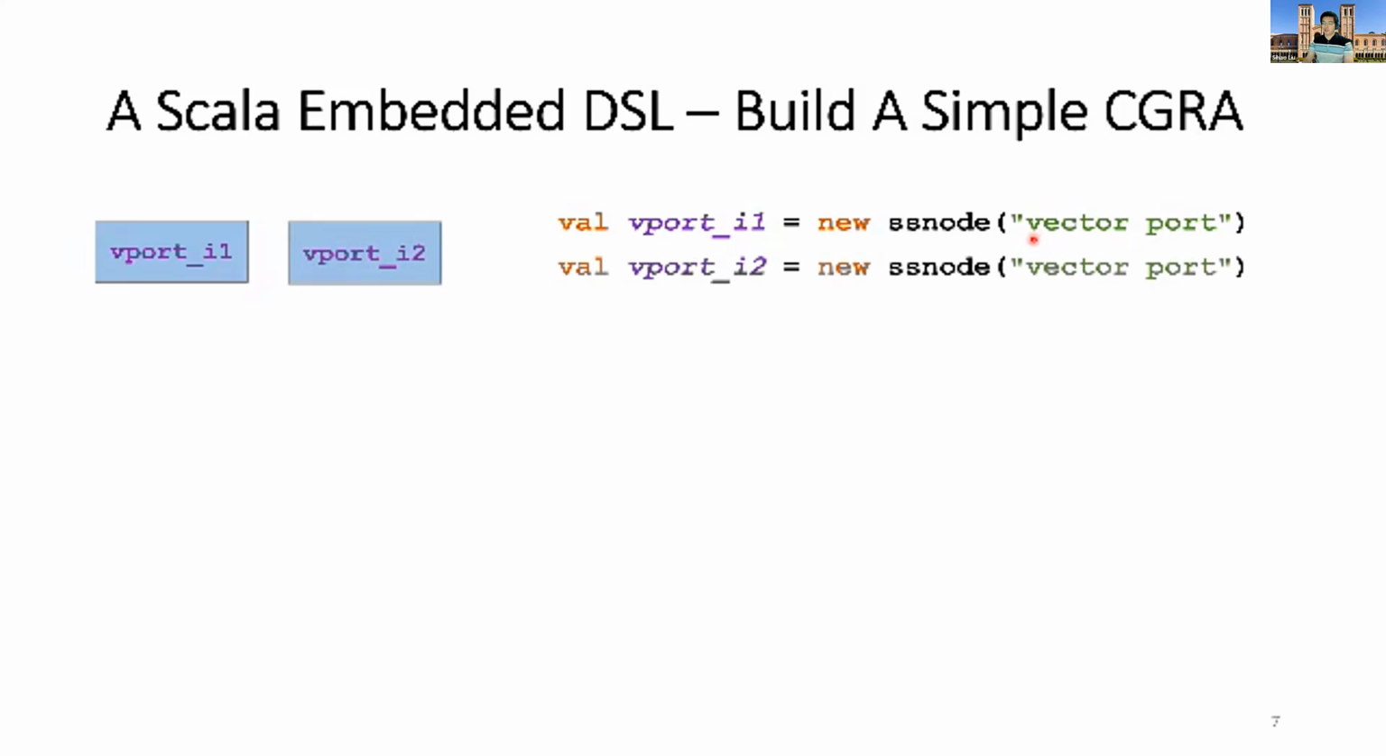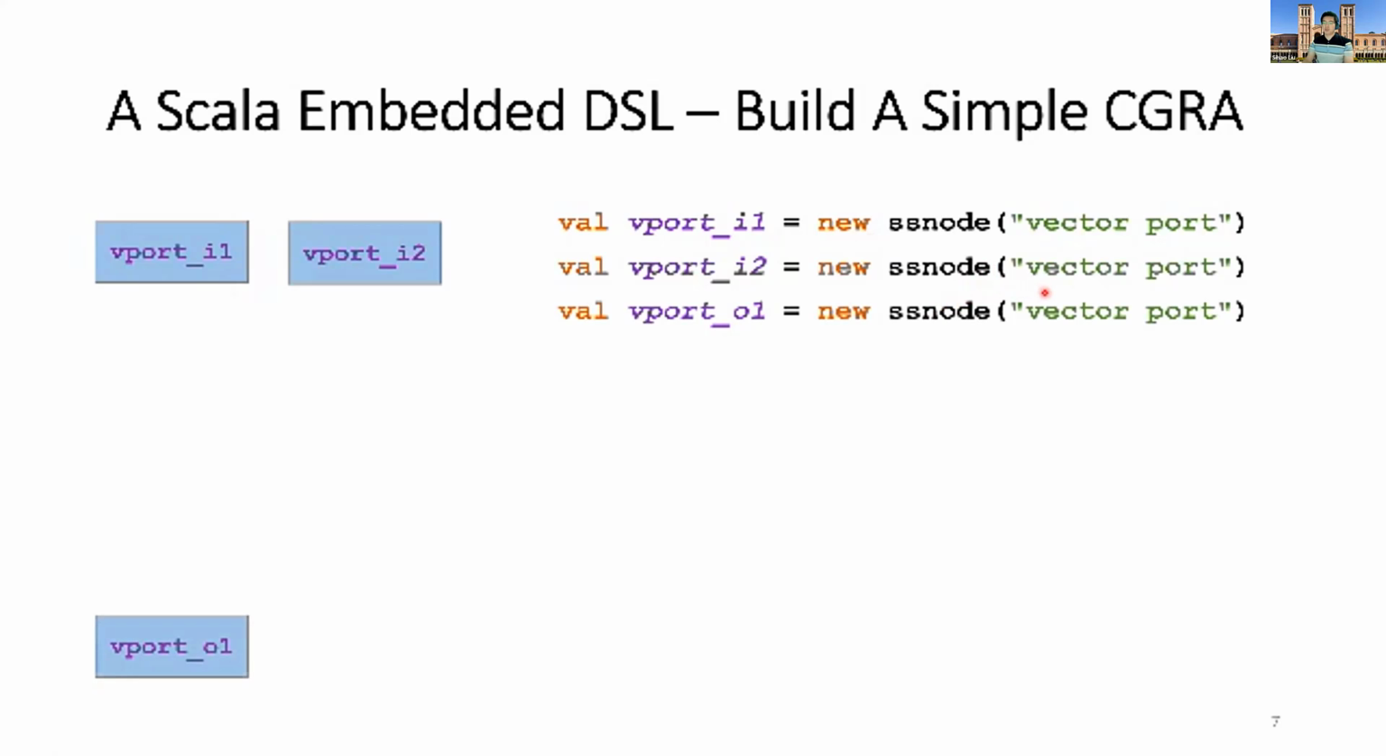And you can then define another one. There are 2 vector ports, and also you can define the third one, output port. So this name you can write any kind of name you want. It doesn't need to be vport I1 or vport O1.